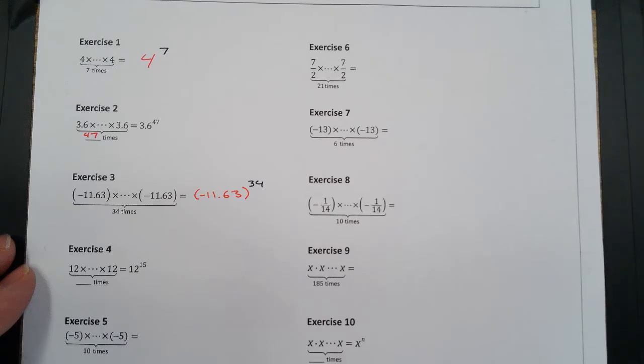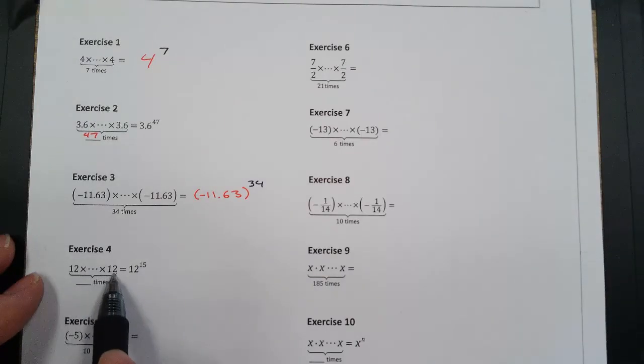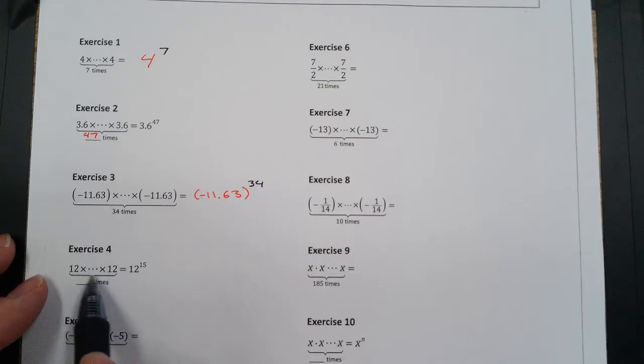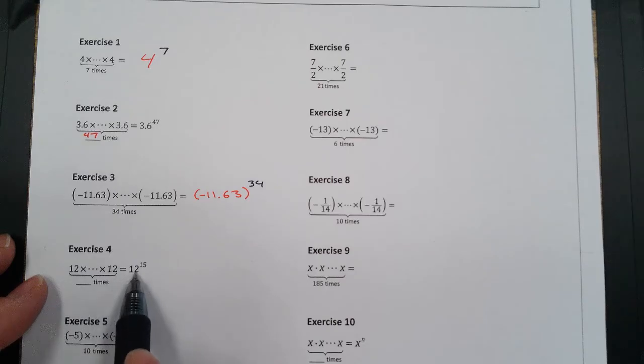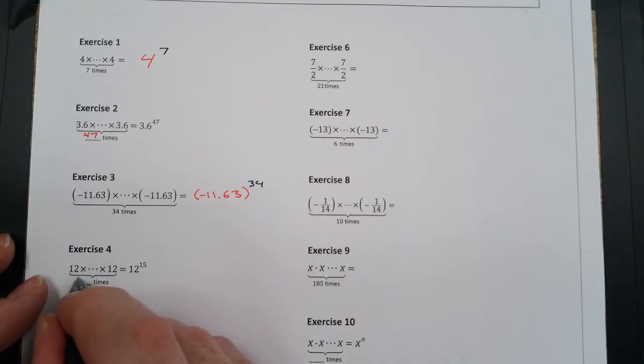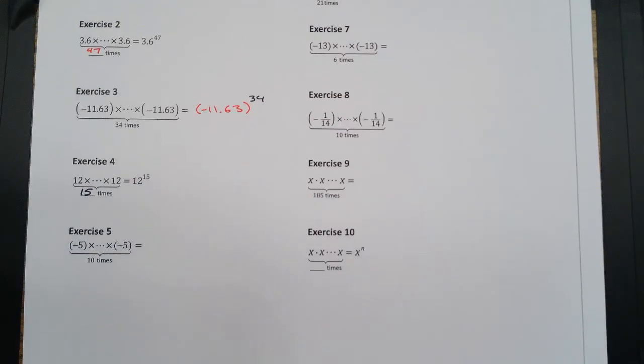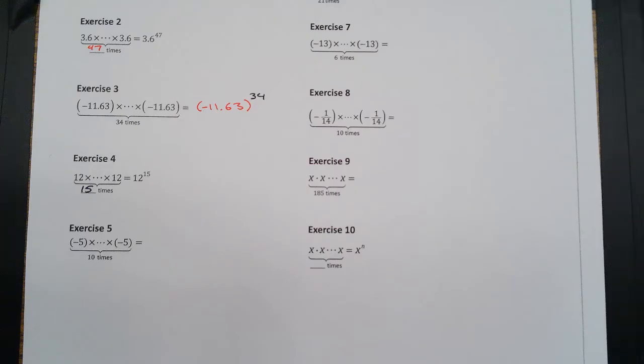And exercise 4. We have 12 multiplied by itself over and over again. We have the exponent 12 to the 15th power. So 12 is the base because that's being multiplied. How many times do we multiply 12? 15 times, just like that. Take a minute, work on exercises 5, 6, 7, and 8. Pause the video so that you can work on it on your own, and then I will have the answers for when you unpause the video.